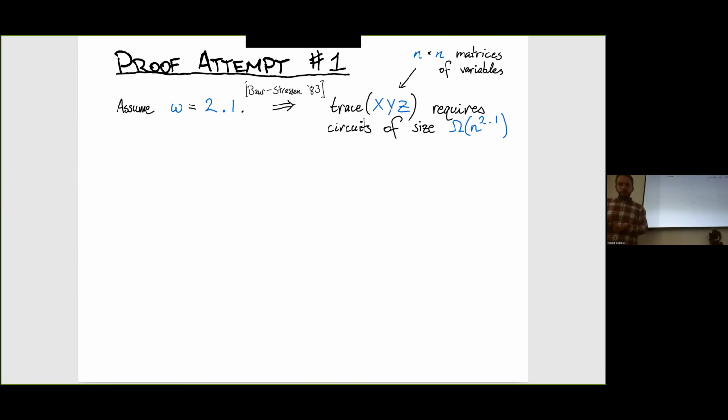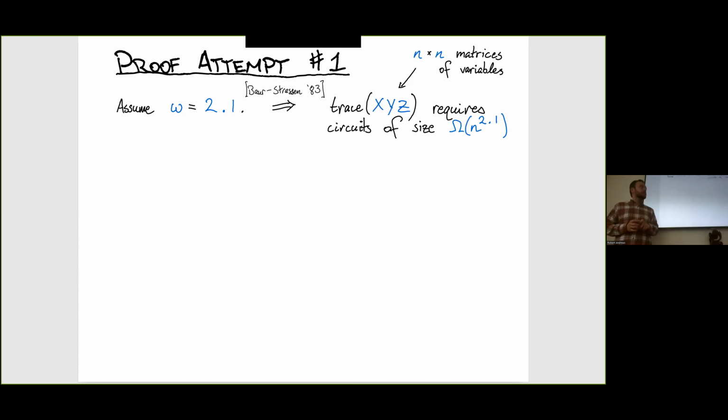Okay. So the first attempt is, let's just assume omega is 2.1. We've got some lower bound. Now, 2.1 is a bit arbitrary, 2 plus epsilon is fine, but I just want to make the numbers explicit. So the first thing is that assuming a lower bound for matrix product, this is a task where you compute many different output polynomials. I have an n by n output matrix, and I want to compute all n squared entries. And I have a lower bound for that. It would be nice if instead I had a lower bound for a single problem.